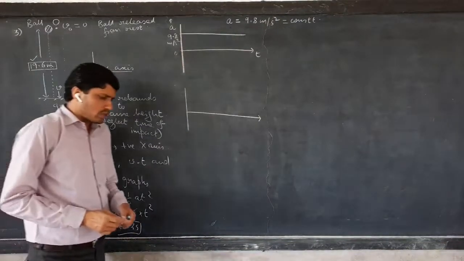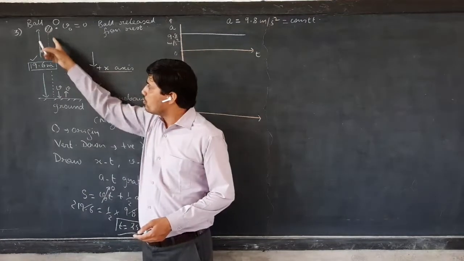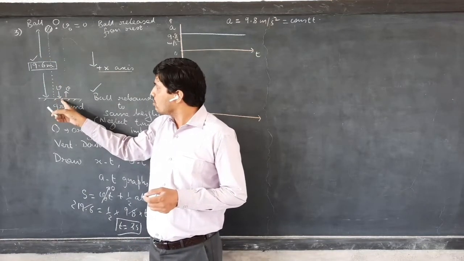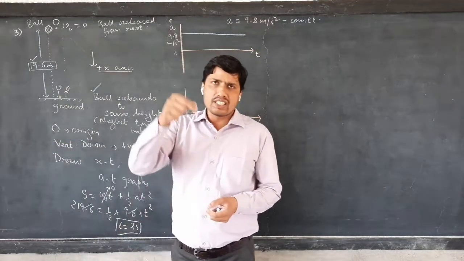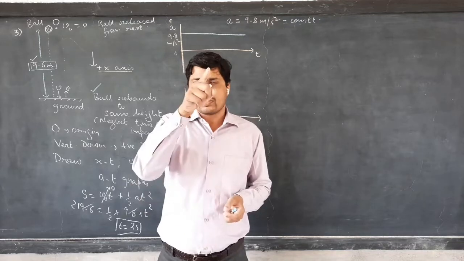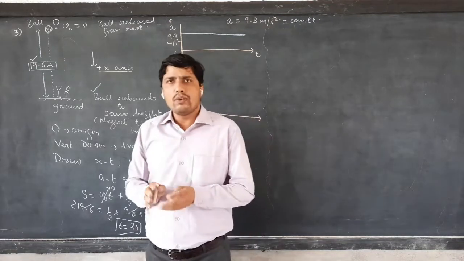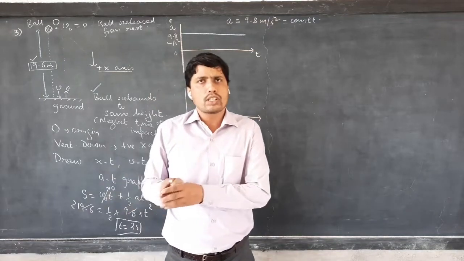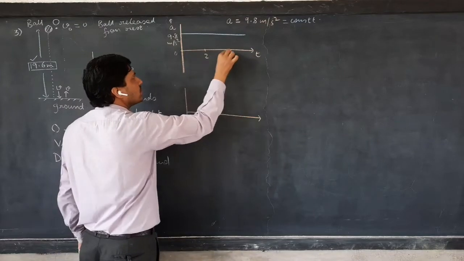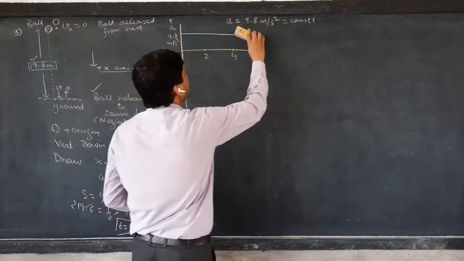Other parameters you can calculate yourself. You will find that the time taken by the ball to fall to the ground will be equal to the time taken by it to rise to same height. So time of descent 2 seconds, time of ascent 2 seconds, total time will become 4 seconds to reach the initial position. So we will plot our graph from 0 second to 4 second. So this is 0, suppose this is 2, this is say 4. So up till 4 seconds we will draw the graph.